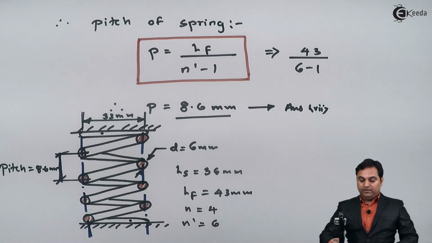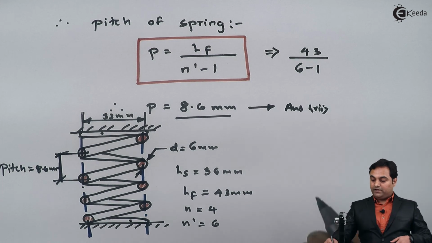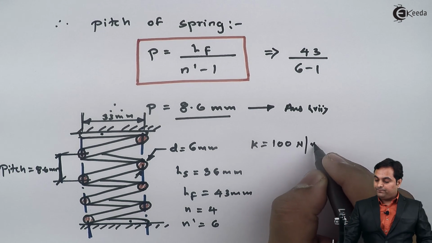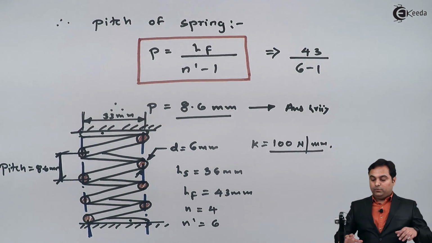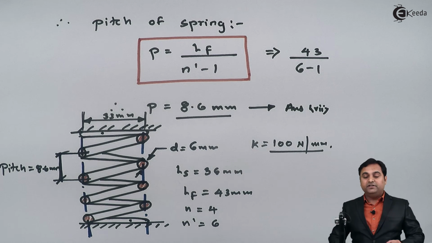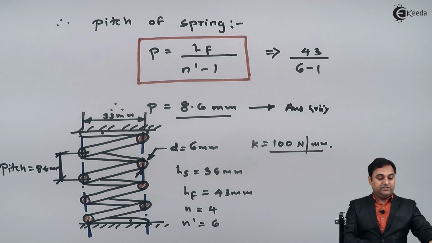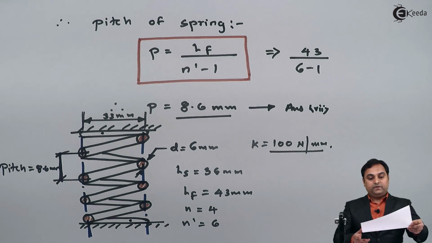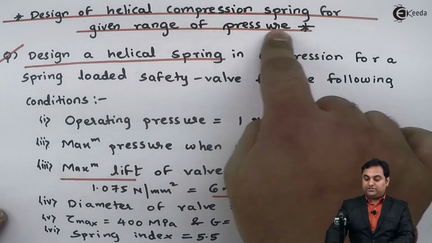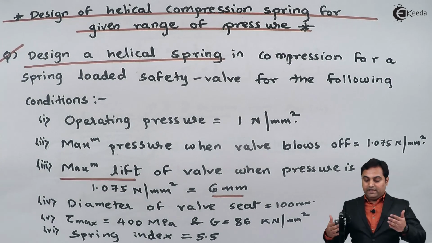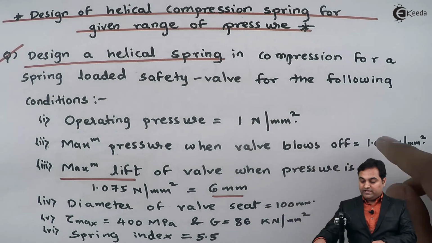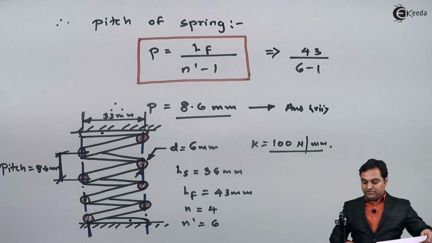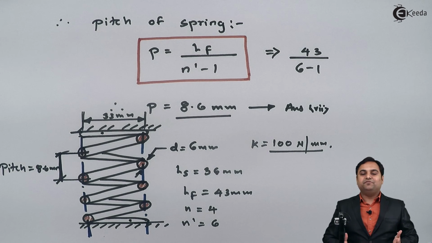So here with the help of these parameters we can completely define this spring. Even we have calculated the stiffness. Stiffness was 100 Newton per mm. And with all these parameters given, we have completely designed this spring. And in the question, as we see, they had given us that we have to design the helical compression spring for a given range of pressure, and for that given range of pressure, which they had given as maximum pressure and operating pressure, we have designed the spring whose dimensions we have denoted on the figure, and with this we complete this design.